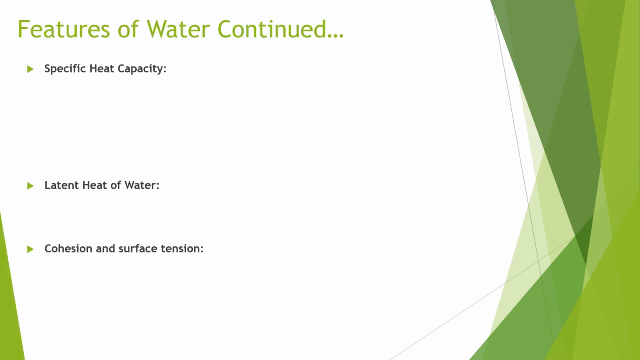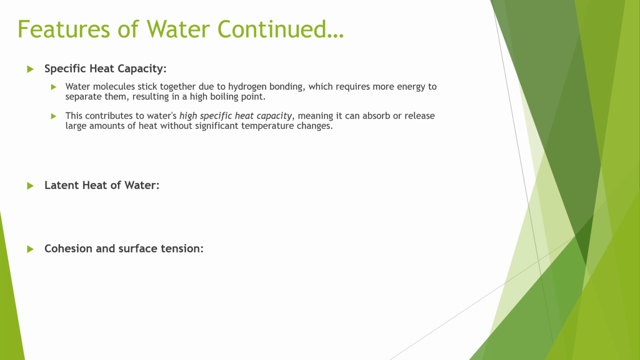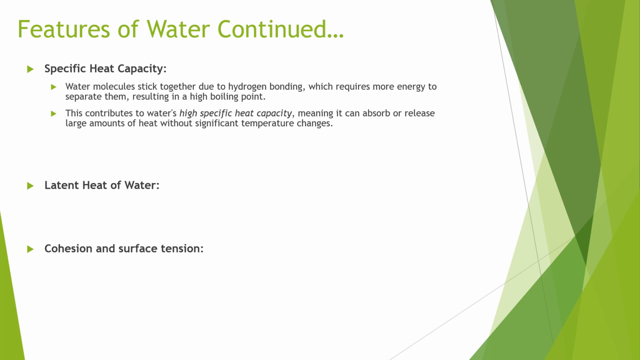Let's take a look at these key properties that water exhibits. Firstly, water has a high specific heat capacity. This means it can absorb a lot of heat without its temperature rising significantly. But why is this important? Well, hydrogen bonds between water molecules make it harder to separate them, which requires more energy to increase the temperature. This property makes water a great buffer against sudden temperature changes.